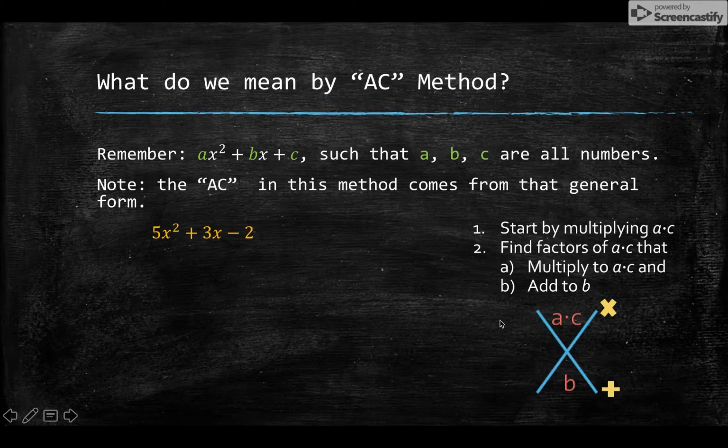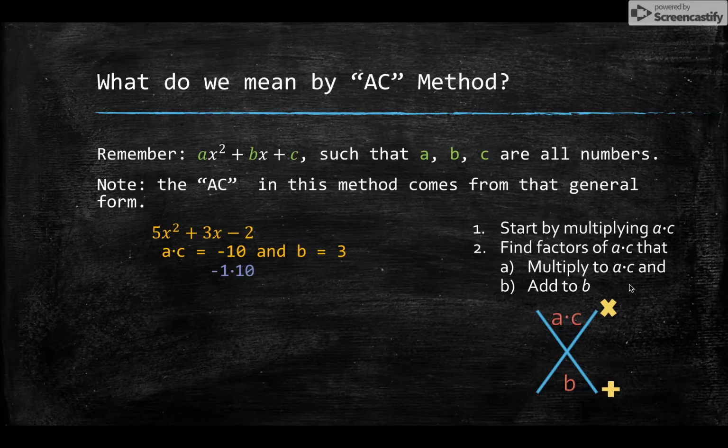We're going to start here with an example. So here we're going to use the same quadratic polynomial from the previous page, and we're going to multiply, like our instructions say, a times c, which we identified as 5 and negative 2, which gives us negative 10, and the b is 3. So I'm going to now find factors of AC.